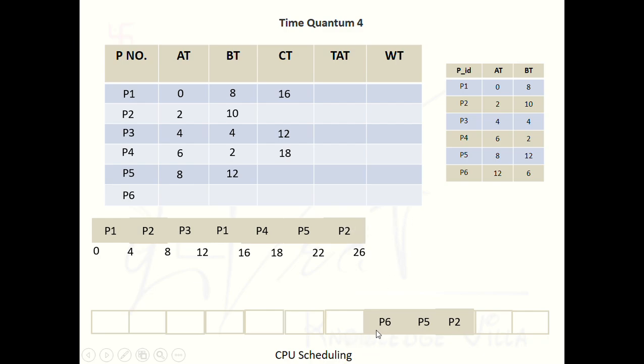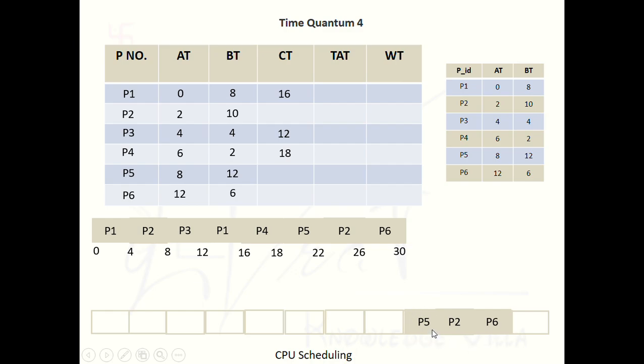Now P6 will get the CPU, because P6 arrived at time 12. P6 is getting the CPU for the first time and the P6 requirement is 6. Right now we are able to allocate CPU to process P6 only for 4 time units. So 26 plus 4 becomes 30. At time 30, P6 will leave the CPU and go to waiting.